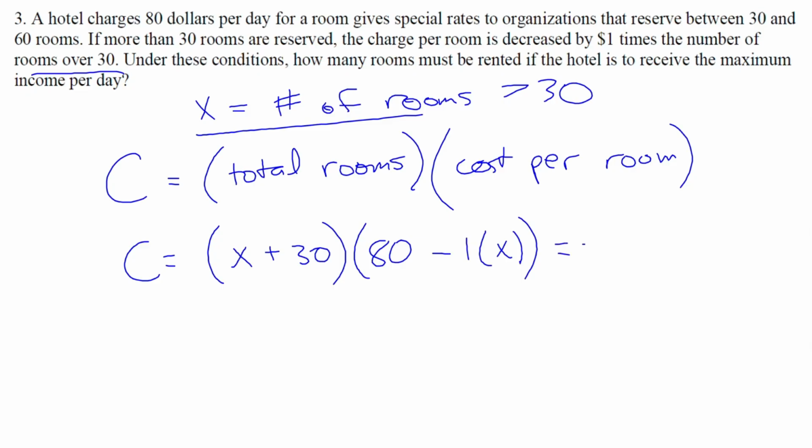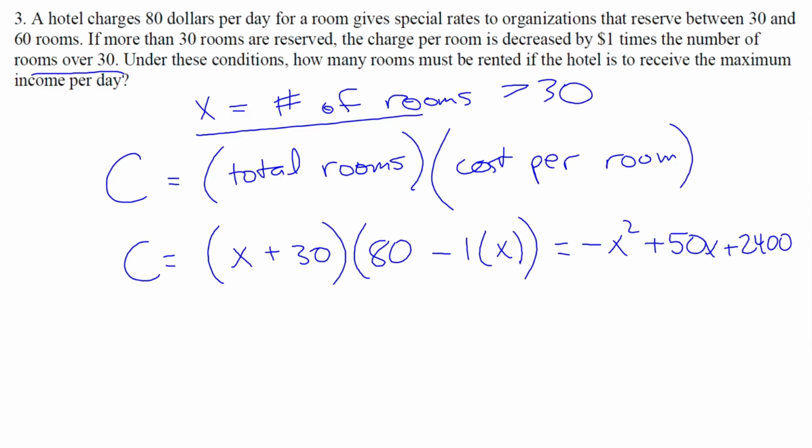If I distribute that all out, I get negative x squared plus 50x. And then, what is that? Plus 2,400, right? Plus 2,400. That should be our total cost for reserving a certain number of rooms.